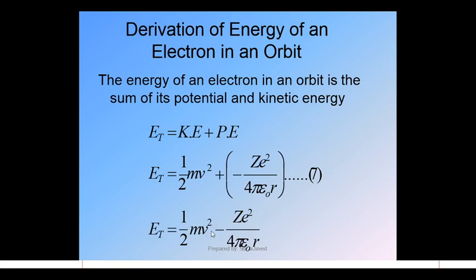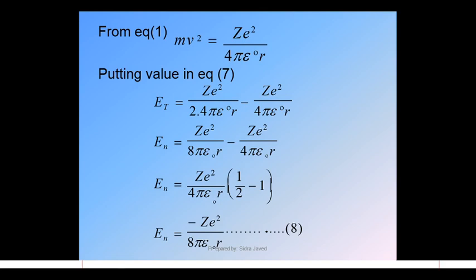Here you can substitute for v and r from the previous slide. From equation 1 we will get mv square and can substitute it in the expression of kinetic energy. You can simplify the total energy and you will get the total energy as En is equal to minus Z e square by 8 pi epsilon 0 r.